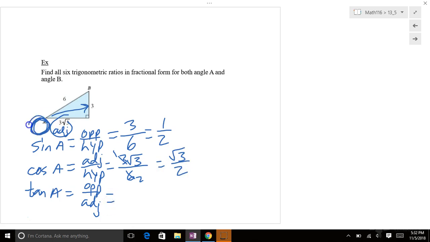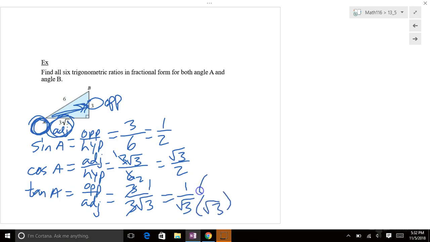The tangent of angle A is the opposite side, so 3, over the adjacent side, which is 3√3. Well, 3 over 3 is 1 over √3. But you do have to rationalize that. No square roots on the bottom. So multiply top and bottom by √3. So √3 over 3.